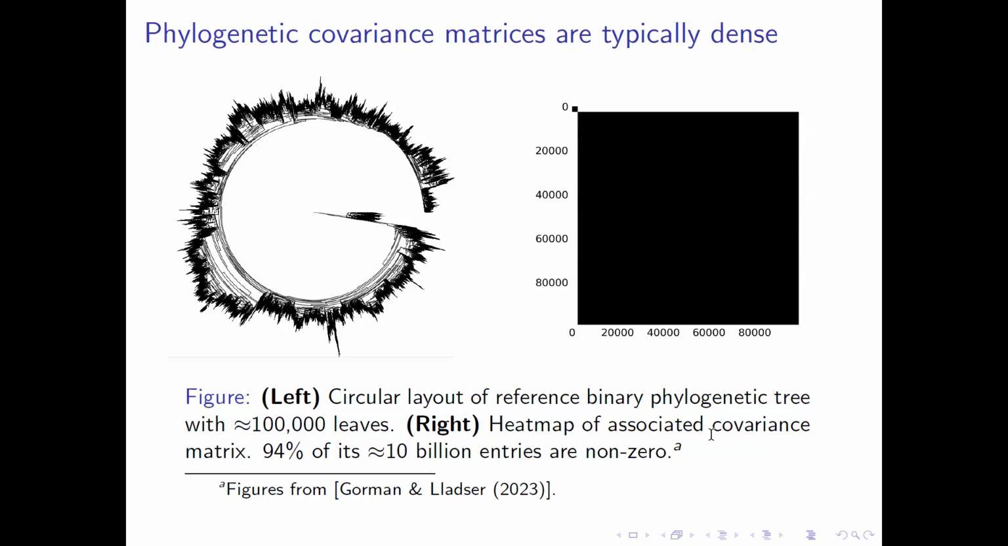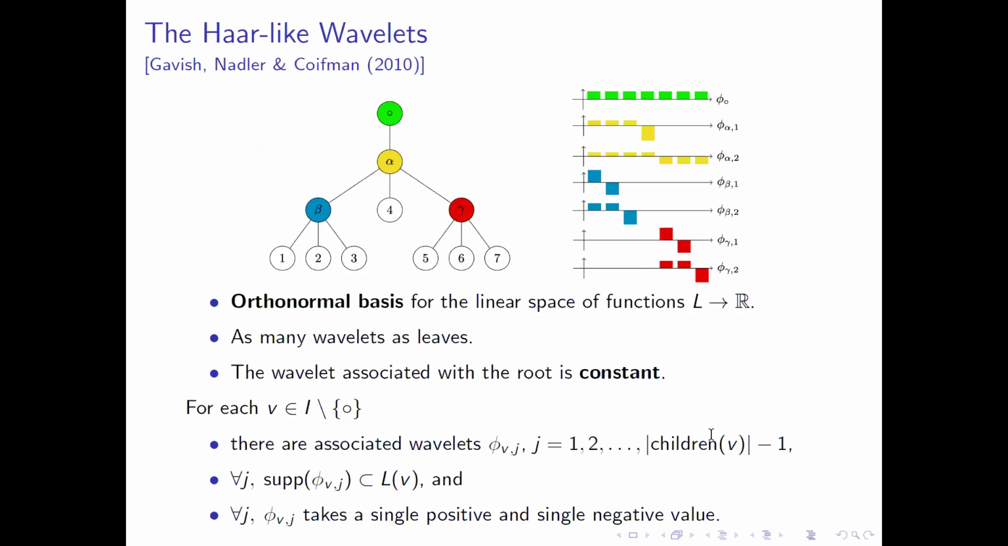But we know that there's a lot of redundant information here from the hierarchical structure. There should be some way that we can represent this more efficiently. And the key to doing so is to change basis to the Haar-like wavelets. These are an orthonormal basis for the linear space of real valued functions defined on the leaves, and they're essentially analogous to the well-known Haar wavelets, except that we define them in terms of the tree's topology.